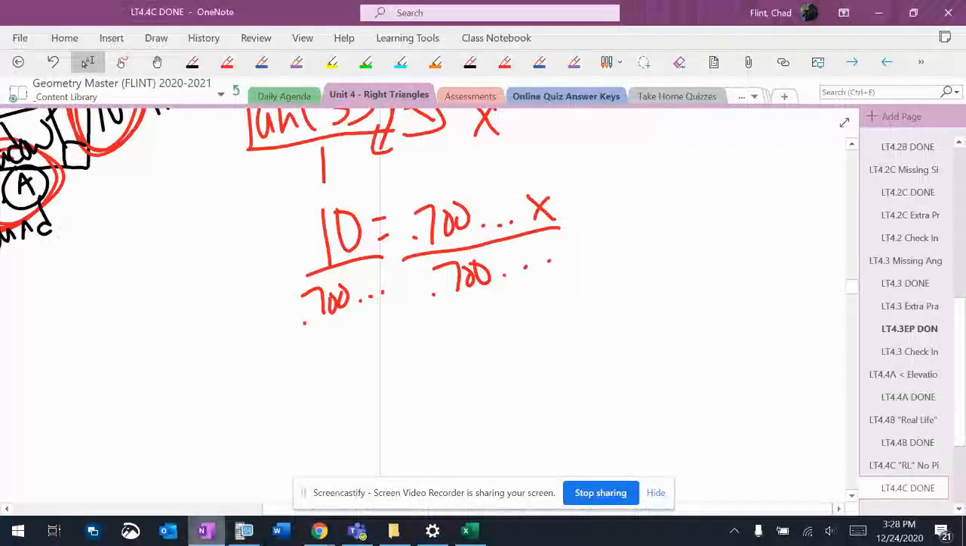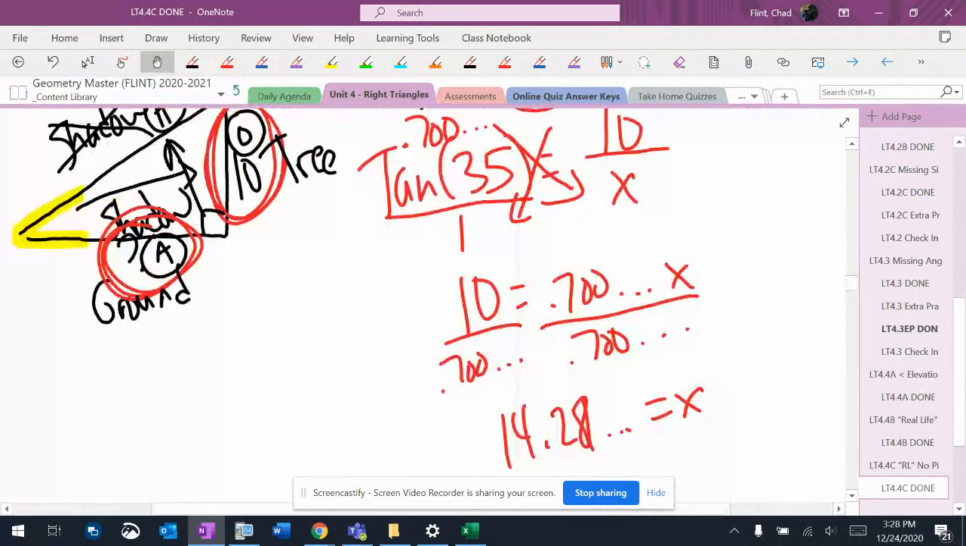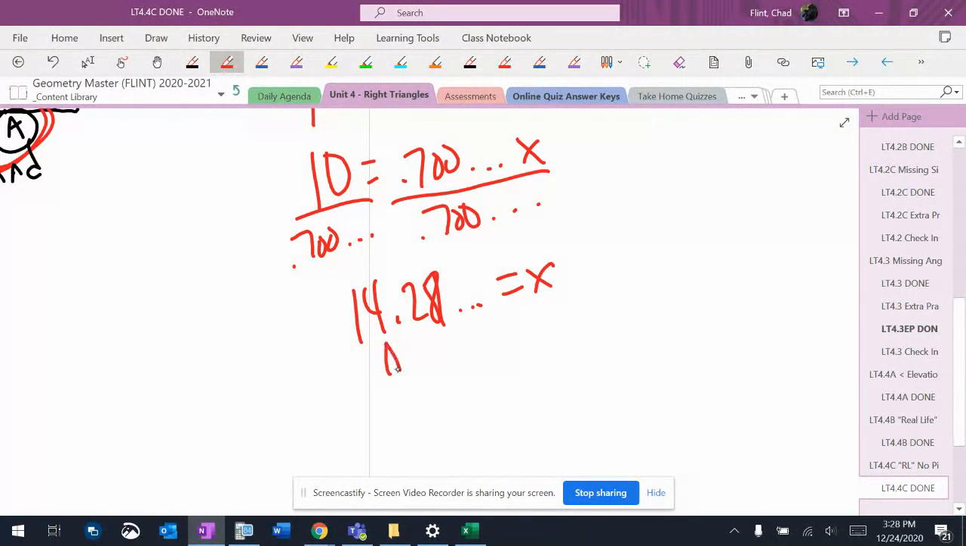And I get 14.281, and so on, equals x. It says to the nearest foot, that means no decimal, that means round before using the 8. The shadow would be 14 feet long.